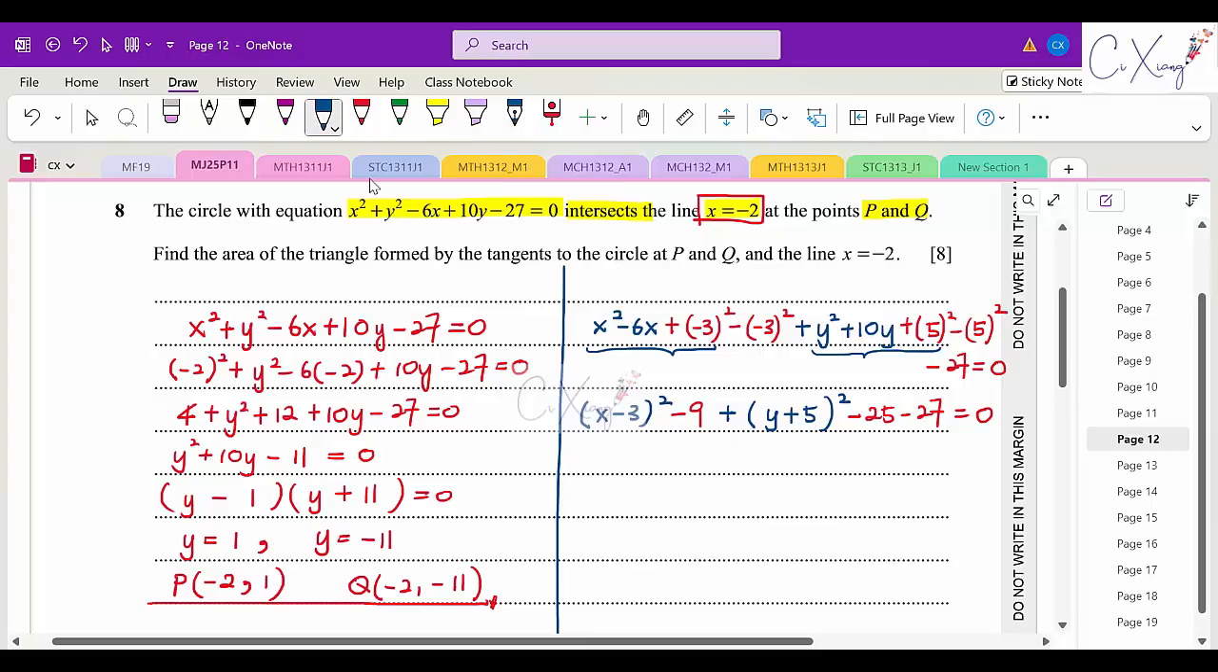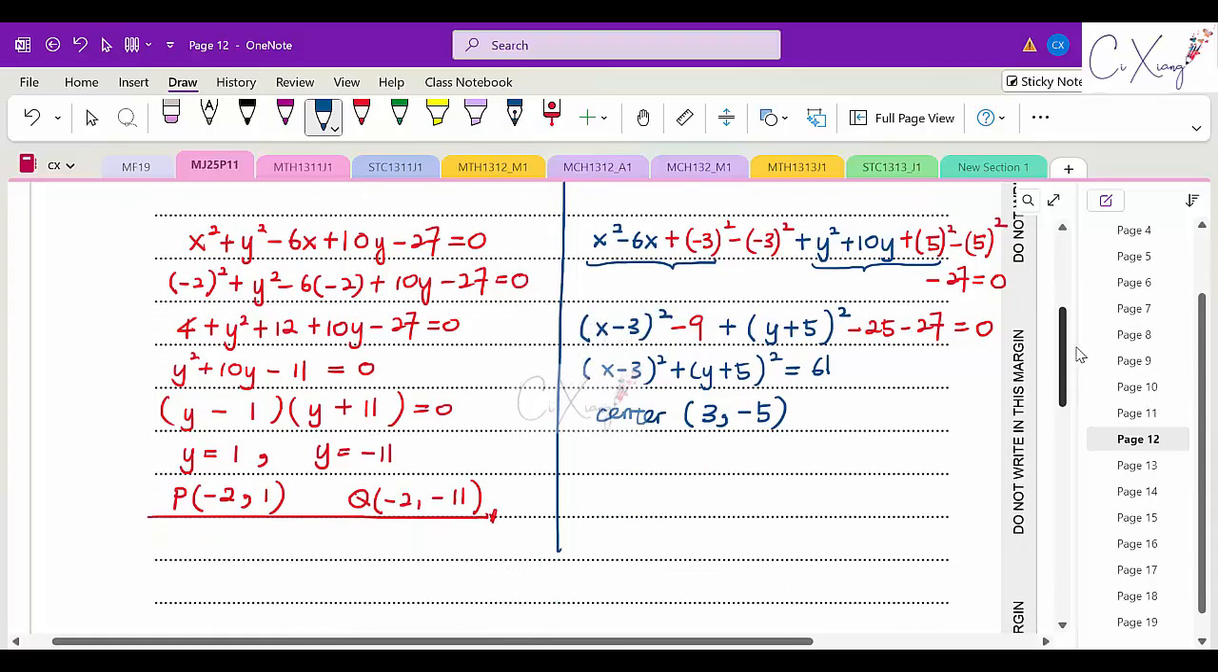Okay, then if I further simplify it, I will have 61. If I didn't do careless mistake, so I should be having the 61 here. And from this part, you know that the center of the circle basically is 3 and also negative 5. Okay, right. And now we already know the center of the circle, and we are going to figure out how to find out the area of the triangle formed by the tangent to the circle at P and Q.